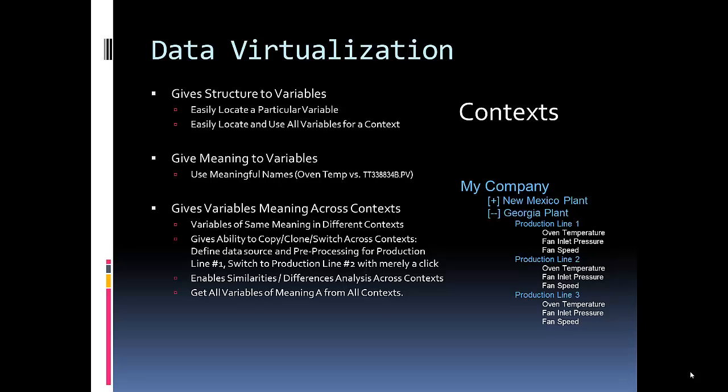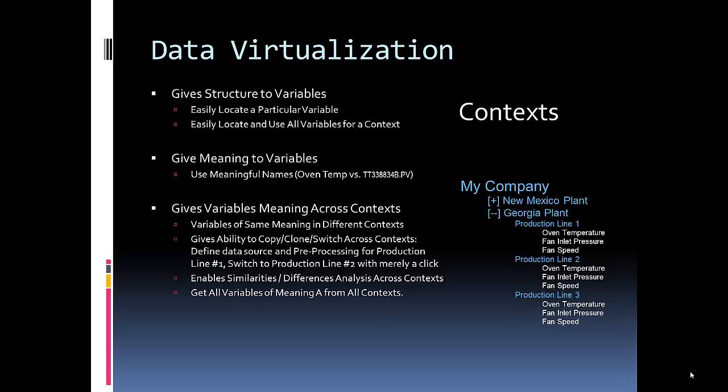So there's a large productivity gain if there are similarities between meanings of variables across different contexts. In oil and gas, for example, a company may have thousands of wells, and it's easy to replicate across different wells: create the solution once and then clone it across multiple contexts. It also enables the system or the user to evaluate the similarities and differences across contexts.